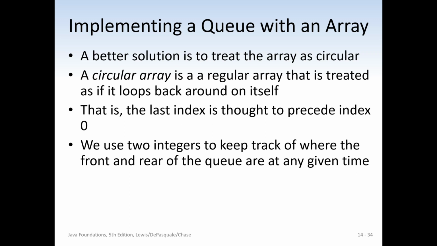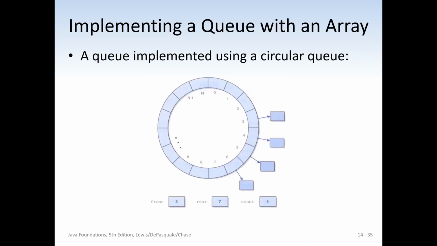So we're going to use two integers to keep track of where the front and rear of the queue are at any given time. This is what a circular array is going to look like. Again, we're going to start at 0, go around to n, and then element index n plus 1 is going to be 0 again, okay? And where the start and the stop of the queue are in this circular array is going to shift.